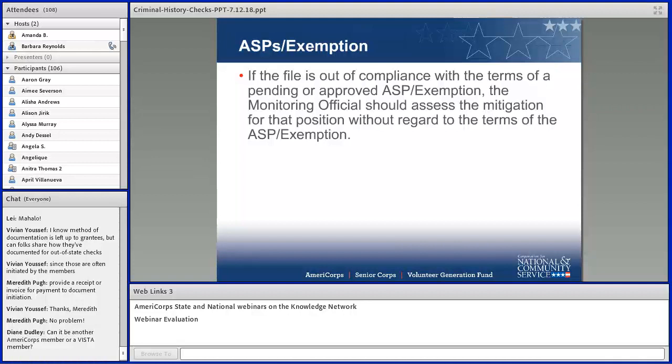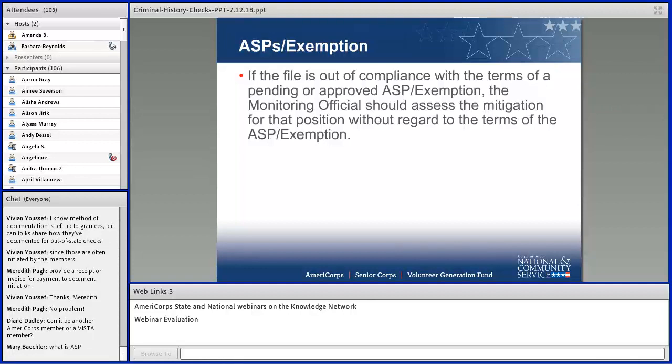Let's talk about ASPs and exemptions. Alternative search procedures are a way for grantees to apply to do the checks in a different way. We get these pretty regularly. Right now, you can email asprequests@cns.gov. There is a form to fill out. But you need to know that if you have an ASP and you don't follow the ASP and you are non-compliant, that whole file is non-compliant. So if you are non-compliant but you have an ASP, the monitoring official should still look at that compliance without regard to that ASP if you didn't follow it. So even if you have an ASP but you're not following it, then it does not apply. ASP is an alternative search procedure, and you can find more info on that on our Knowledge Network.